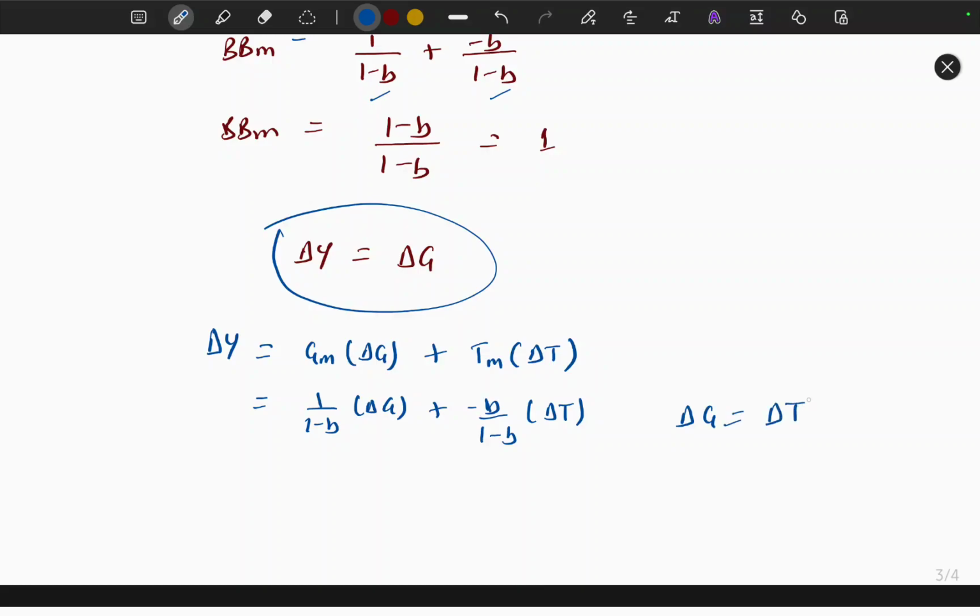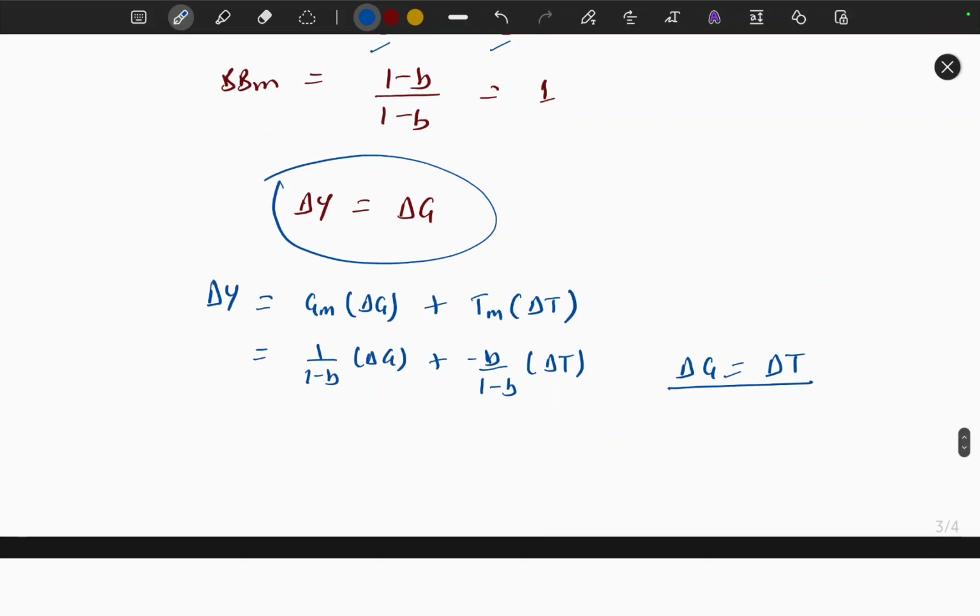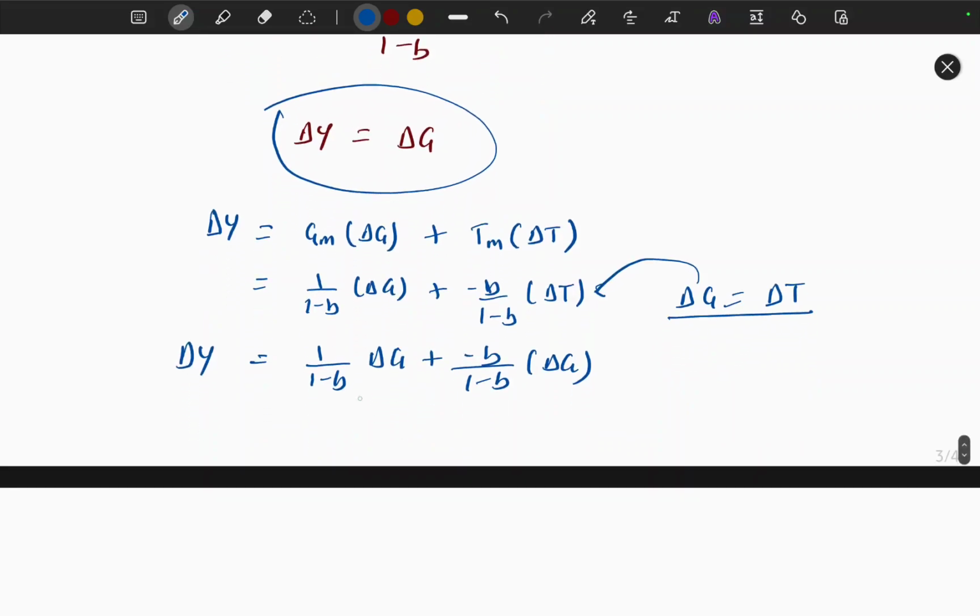As in the previous method, we assumed that the change in delta G is equal to the change in delta T. This is the basic assumption of the balanced budget policy. If we introduce this in place of delta T, we get 1 over 1 minus b times delta G plus minus b over 1 minus b times delta G. We'll just take delta G common from this whole term.